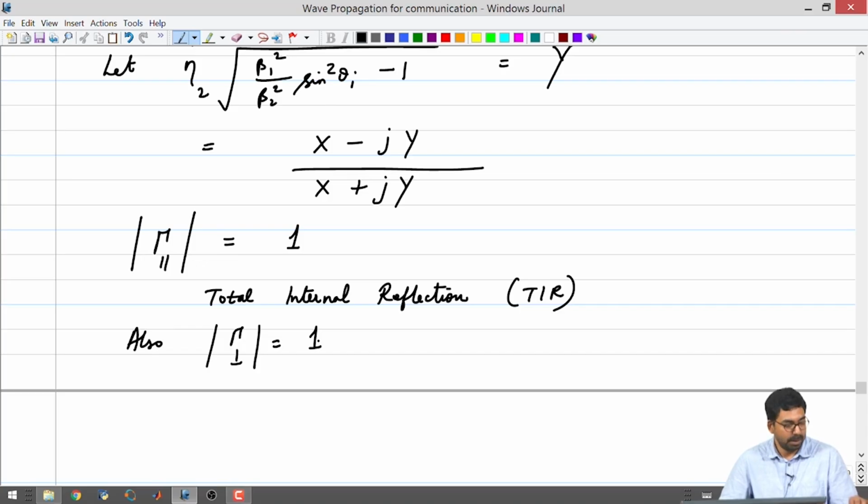Now that you know what total internal reflection is and that it is possible, there are two extreme conditions we have seen. In the previous class, we saw the condition where gamma is equal to 0, which was known as the Brewster's angle. And in this class, we are seeing the extreme opposite, where gamma is equal to 1. This is known as TIR. Generally, the wave propagation where you have transmitted and reflected waves is in between these two. So, you have seen the two extremes and you can have anything in between; the reflection coefficient can go between 0 and 1.